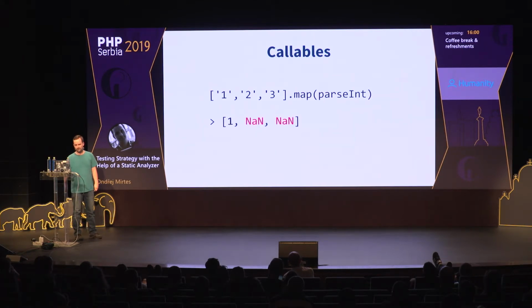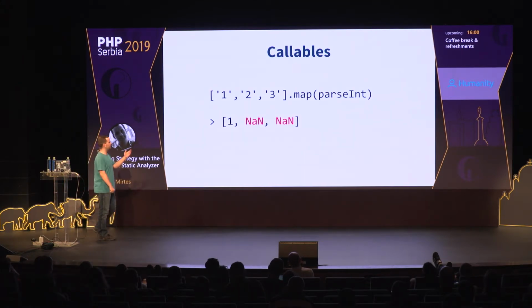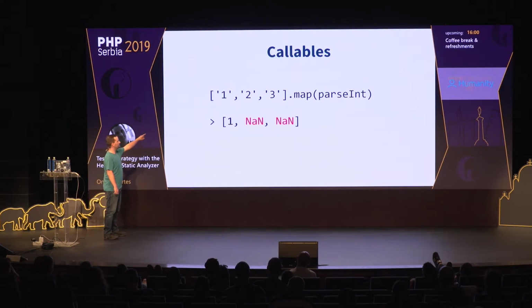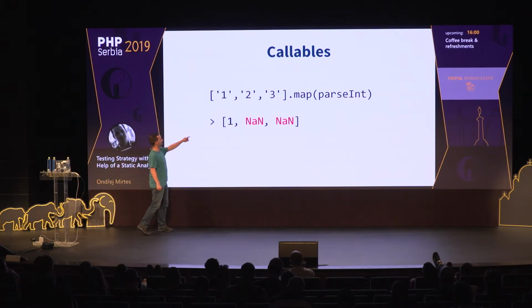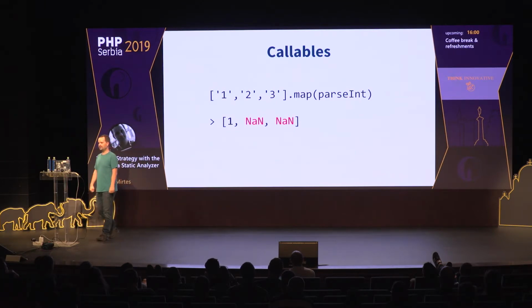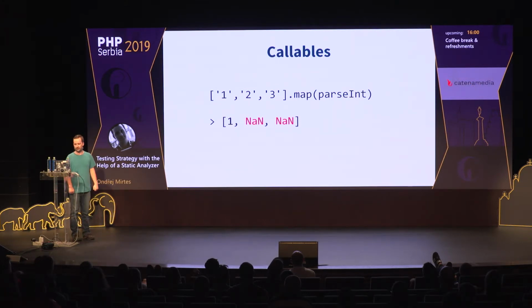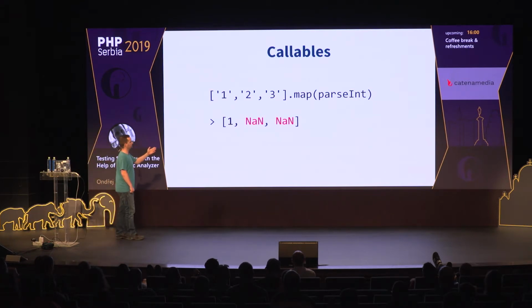So this is an example from JavaScript. You might have seen it somewhere. And from the first line, you probably wouldn't guess that the result looks like this. It's not 1, 2, 3, but it's 1 and not number and not number. And this is a problem, because the map method has actually some side effect.